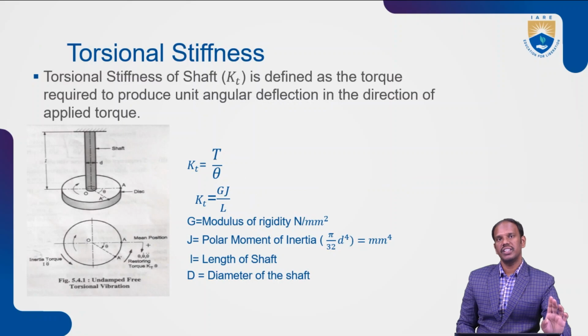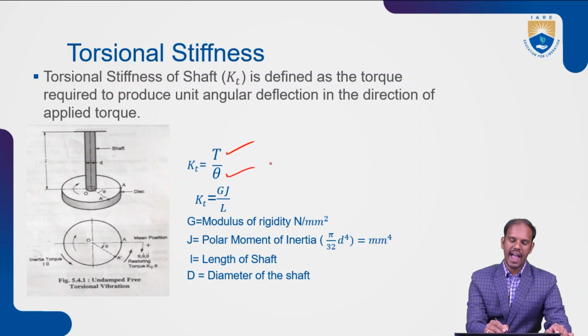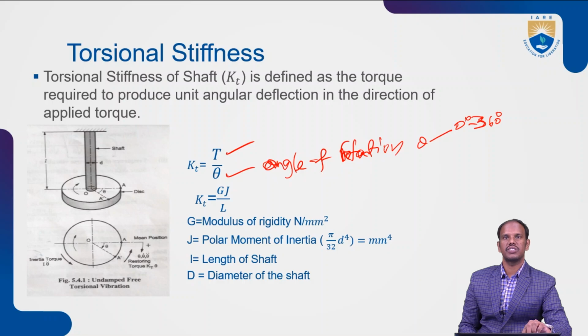Now for the rotational motion, we have T, which is nothing but torque, and theta, the angle of rotation, which may go from 0 degrees to 360 degrees. kt is the torsional spring stiffness, which tries to bring the shaft back to the original position. It is T by theta, and we can write T in terms of G into J by L.